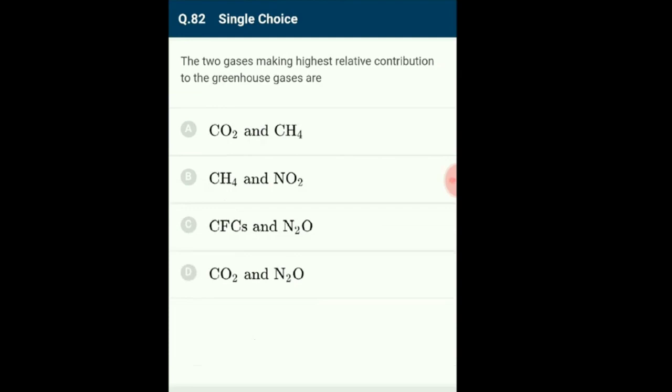Question number 82. The two gases making contribution to the greenhouse gases are? The greenhouse effect is the naturally occurring phenomenon that is responsible for heating up Earth's surface and atmosphere. Gases like carbon dioxide and methane are commonly called greenhouse gases. The relative contribution of various greenhouse gases to total global warming is: carbon dioxide nearly 80%, methane 20%, chlorofluorocarbons 14%, nitrous oxide 6%. So the answer for this question is option A, carbon dioxide and methane.